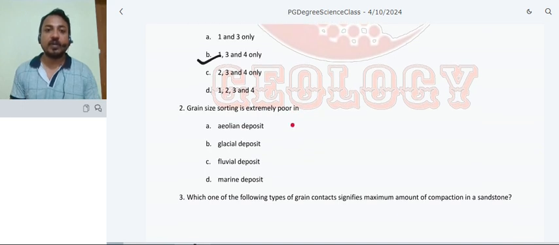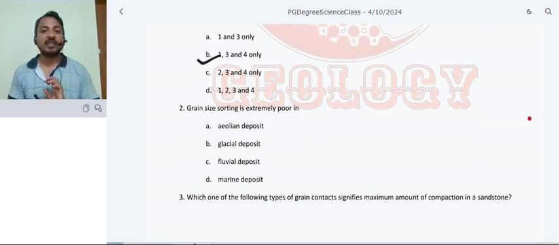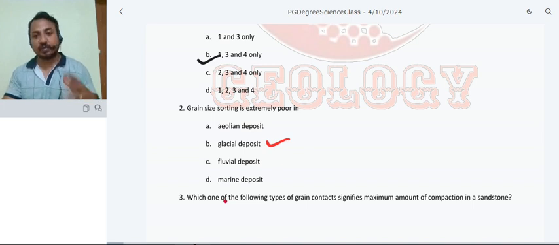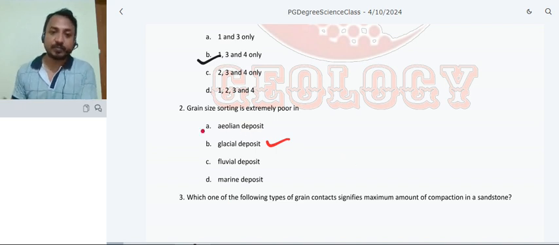Next, grain size sorting is extremely poor in which deposit? It is a very common question. Glacial deposit always yields very or extremely poorly sorted material. You will find all types of deposition, starting from boulder to clay type of sediments. So grain size sorting is extremely poor in glacial deposit. So the answer will be B.